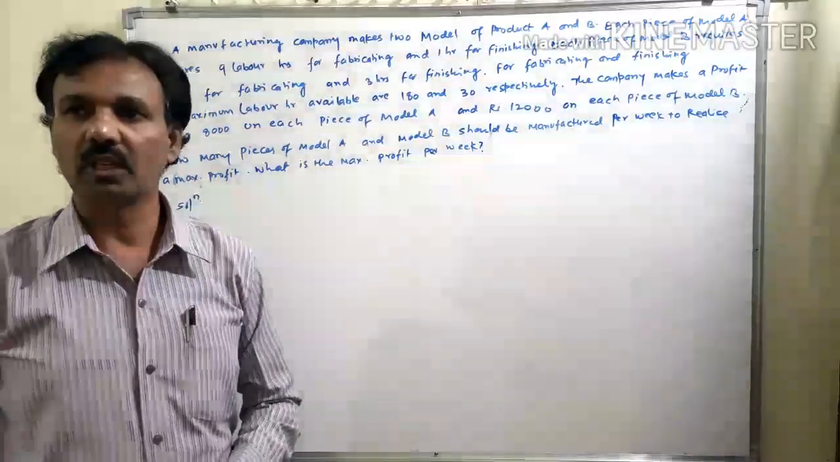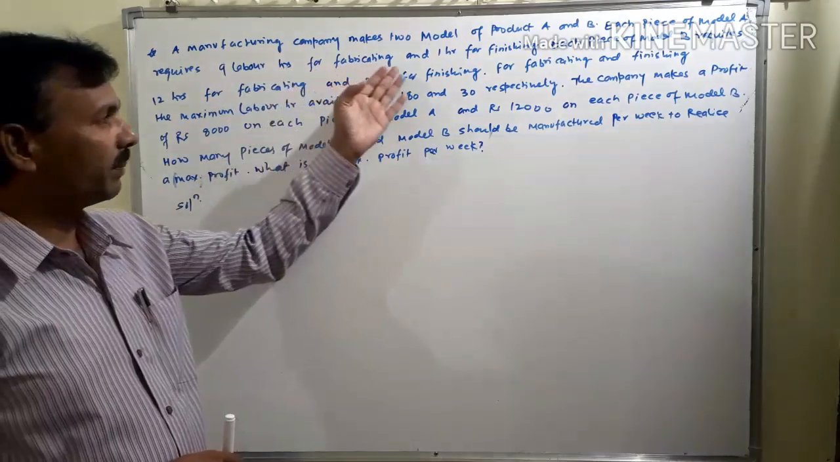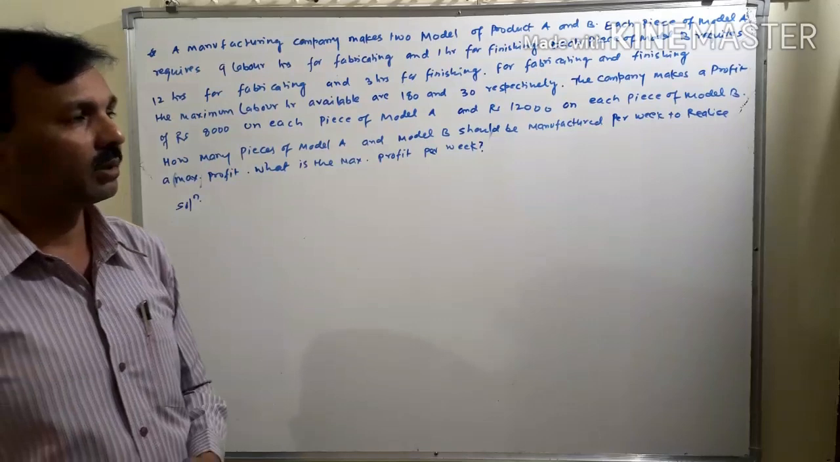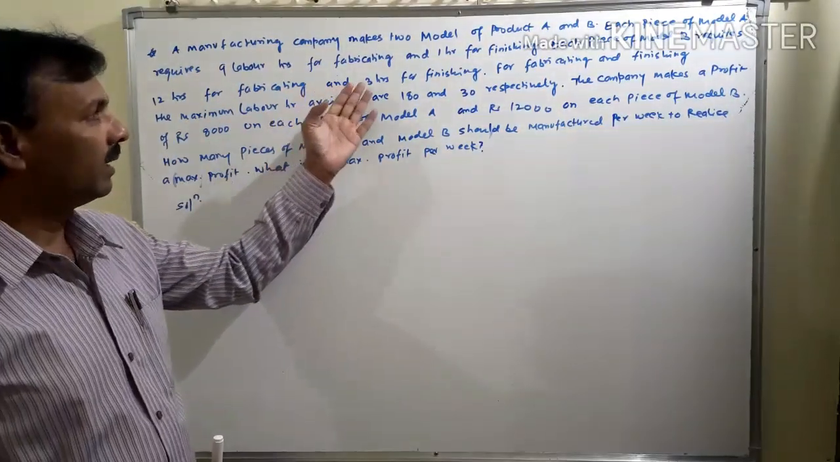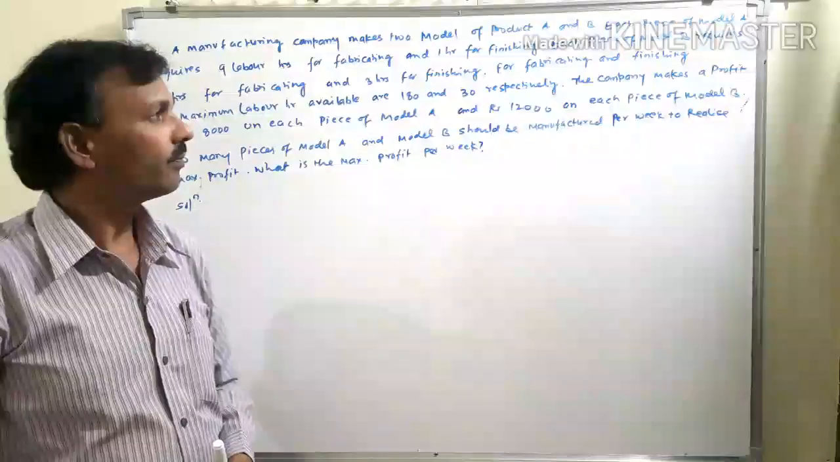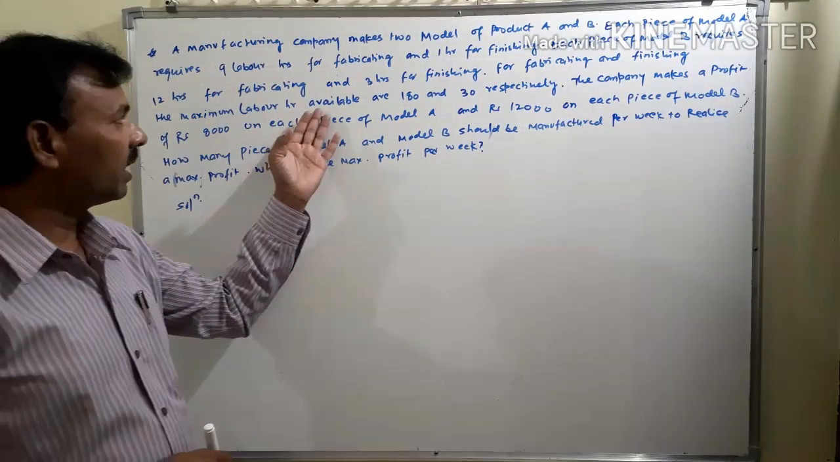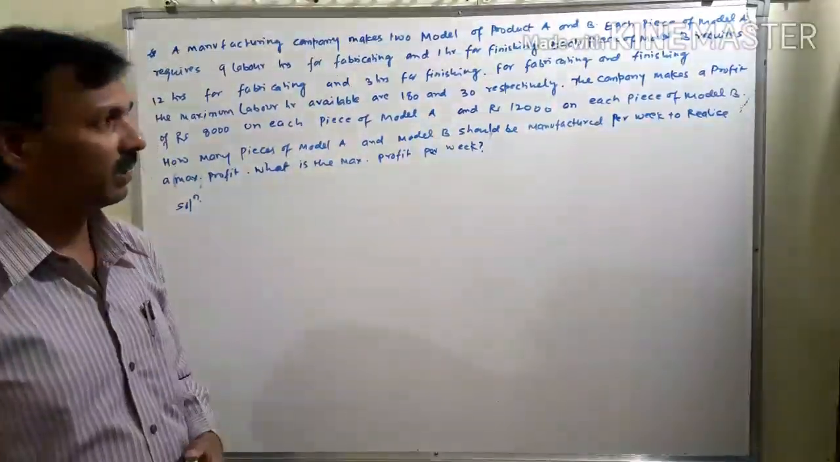Each piece of model A requires 9 hours of labor for fabricating and 1 hour for finishing. Each piece of model B requires 12 hours for fabricating and 3 hours for finishing. For fabricating and finishing, the maximum labor hours available are 180 and 30 respectively.